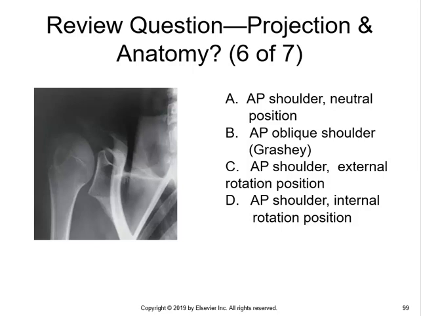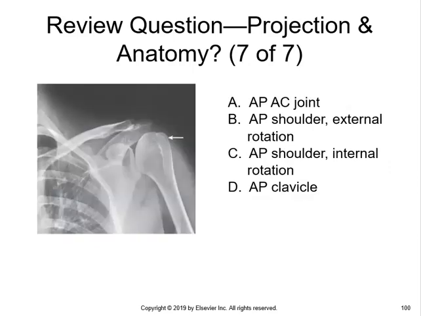Grashey method. Tell us Grashey method because we can see the separation between the humeral head and the glenoid fossa. We can see those two. And the clavicle looks really hideous. So external rotation, we can see the greater tubercle lateral.